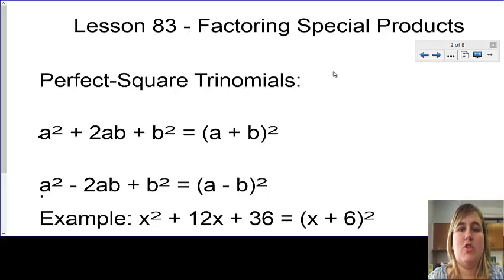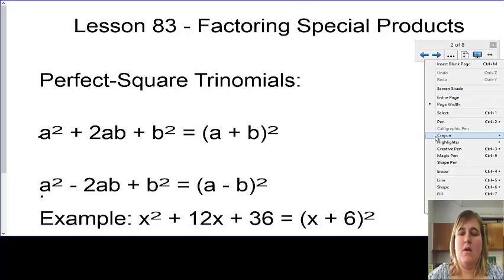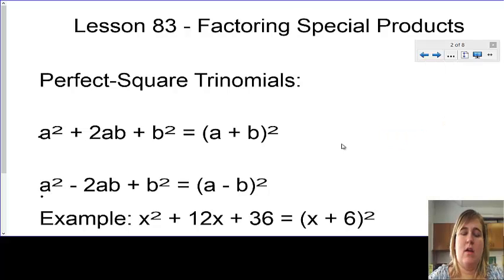Lesson 83, Factoring Special Products. What we're going to worry about most in this lesson is not necessarily memorizing the form for special products, but again, practicing being able to factor trinomials.